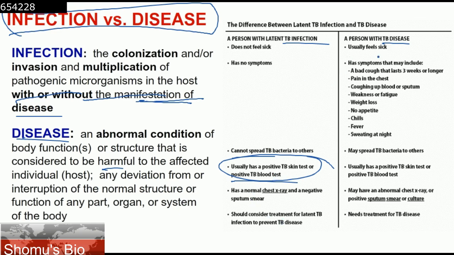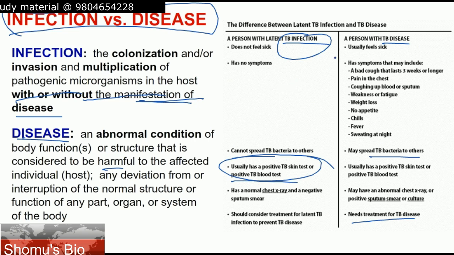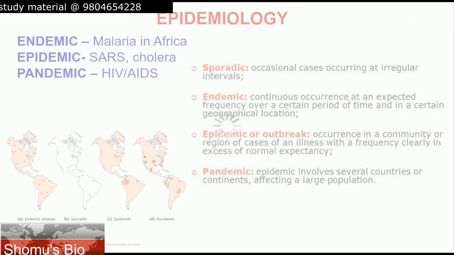But a person with TB disease will usually feel sick and weak. The symptoms include a bad cough lasting 3 weeks or longer, chest pain, weakness and fatigue, weight loss, no appetite, chills, fever, all this. That person is a reservoir of the disease, so that person can spread TB to others, and usually has a positive TB skin test and a positive TB blood test, may have an abnormal chest X-ray or a positive sputum smear test. That person definitely needs treatment for TB disease, although a person with a TB infection does not require any treatment because there is no disease.